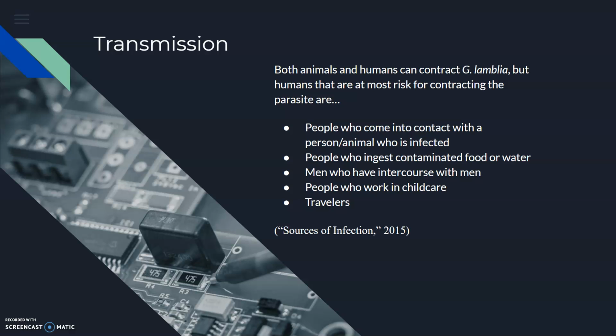For the transmission of Giardia lamblia, because both humans and animals can contract it, the people and animals who are at most risk, but focusing on humans, are people who come into contact with a person or animal who is infected and does not properly wash their hands after, let's say, touching their fecal matter or their vomit. People who ingest contaminated food or water, so if you wash your vegetables or something in a contaminated source, then you're more likely to contract Giardia lamblia. Men who have intercourse with men, people who work in childcare, and travelers.